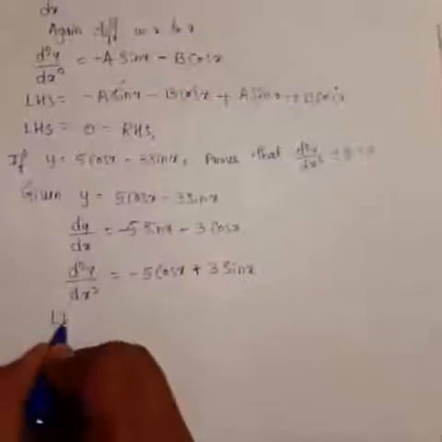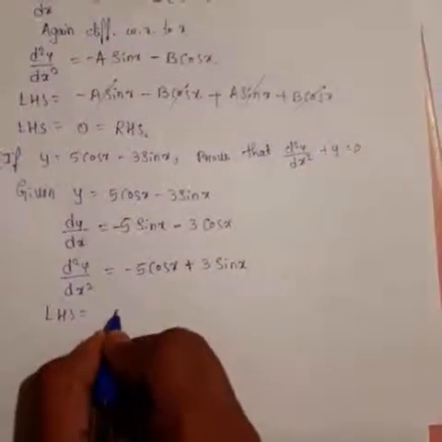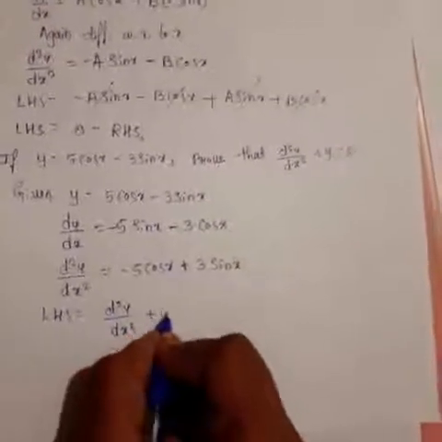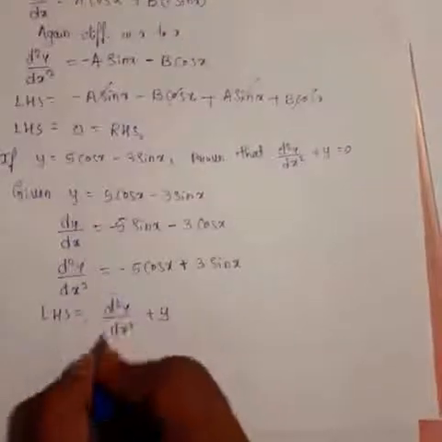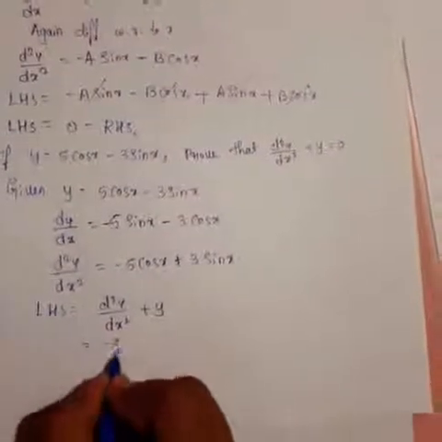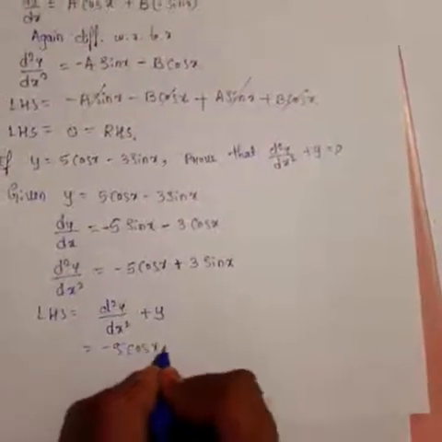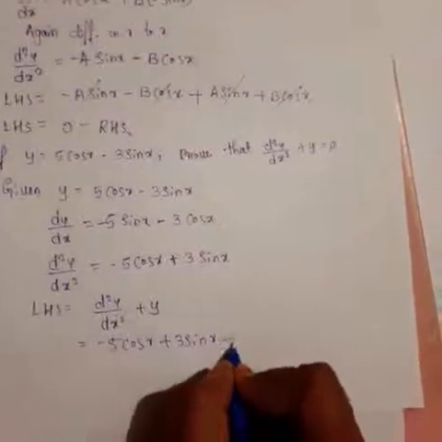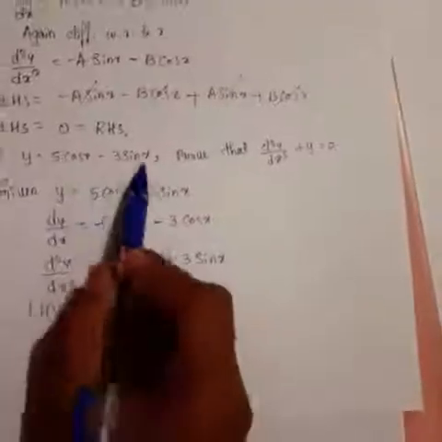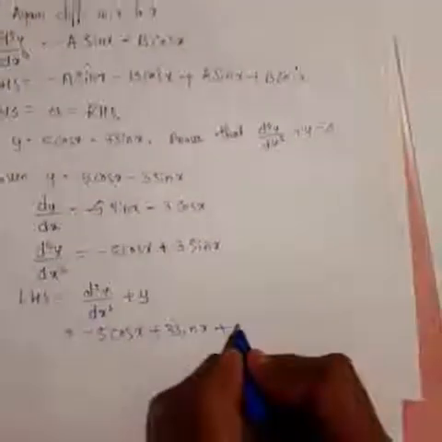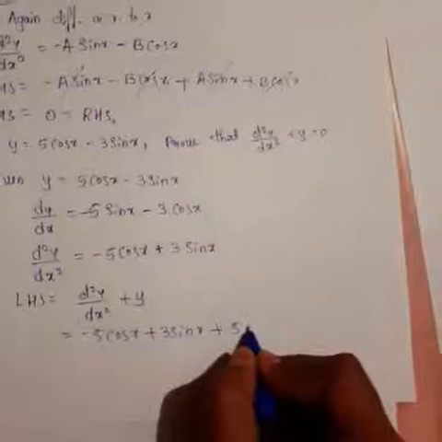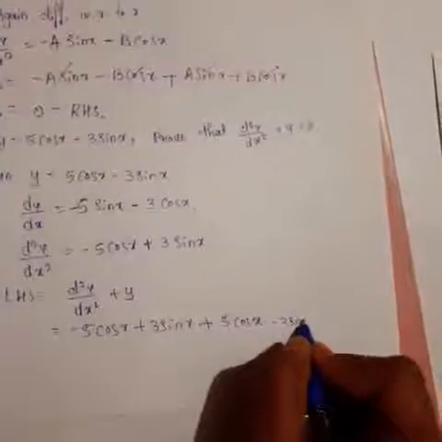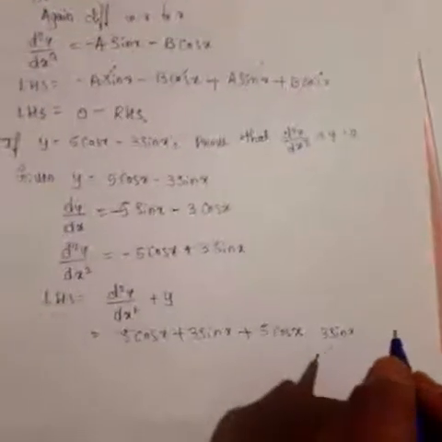Then consider this LHS part. Again, LHS part is what? d square y by dx square plus y. Okay, d square y by dx square value is what? Minus 5 cos x plus 3 sin x plus y. Y value is what? The given thing only. That is 5 cos x minus 3 sin x.